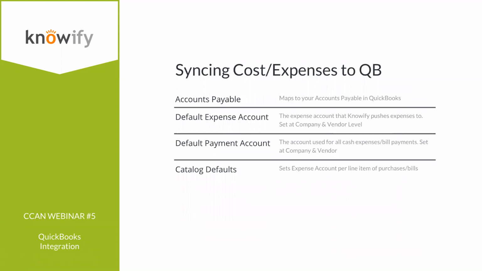The same goes for default payment account. You can set an overall default that says, here's the bank account we usually use if nothing's specified. But again, I'll use Home Depot as the example.